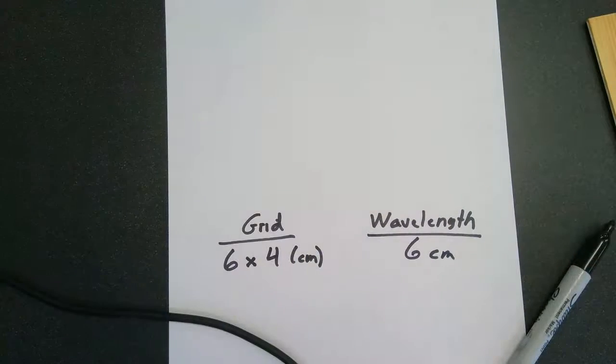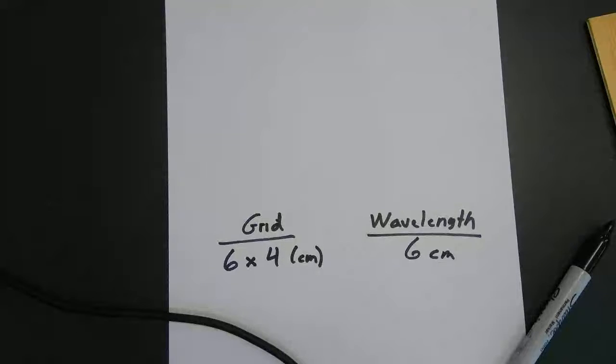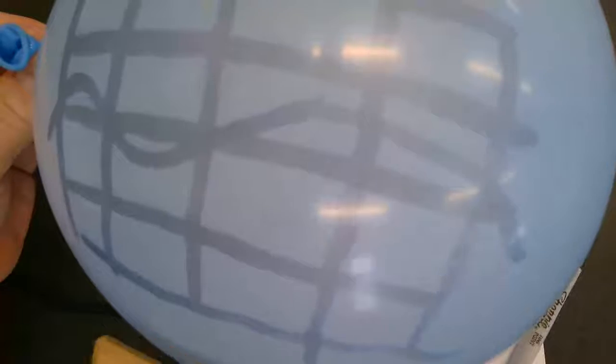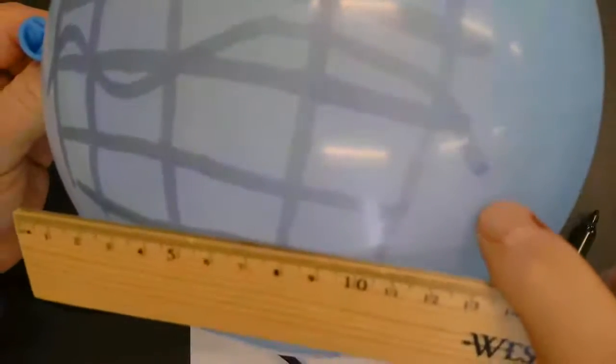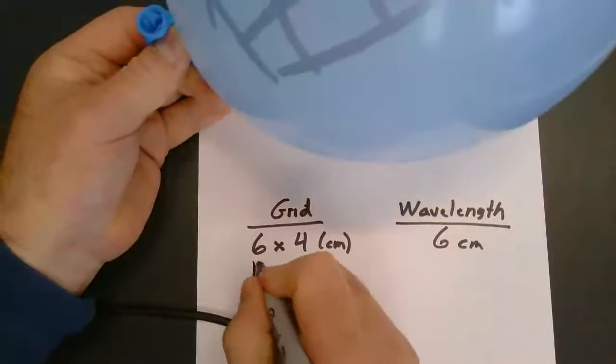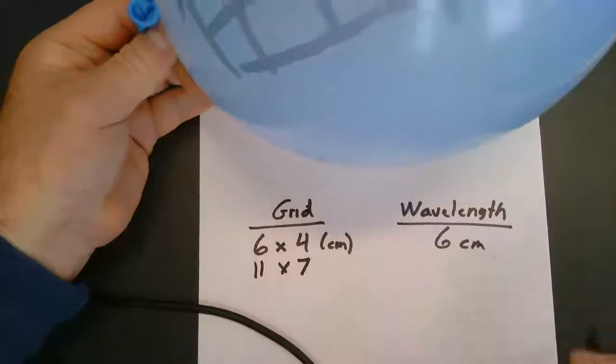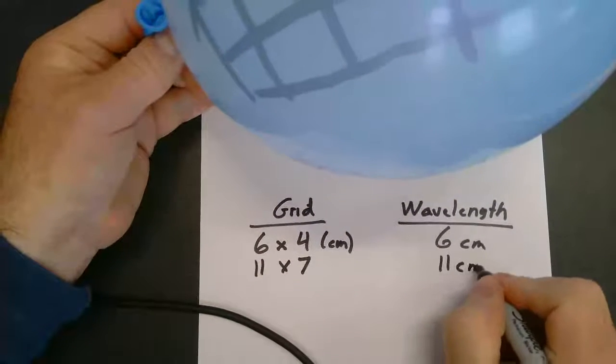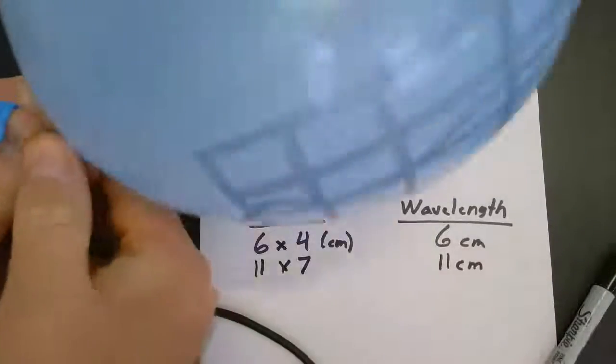Now I'm going to blow it up further. That's about as far as we can go without popping the thing. And so now the length of the grid is about 11 by 7. And the wavelength is now going to be about 11. So it almost doubled. Almost doubled.